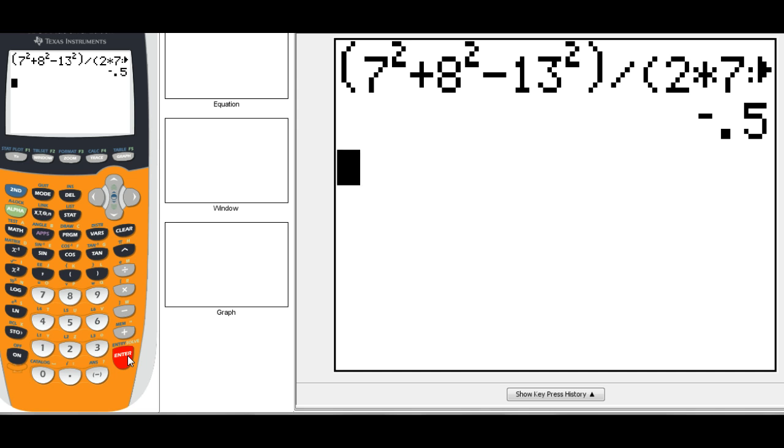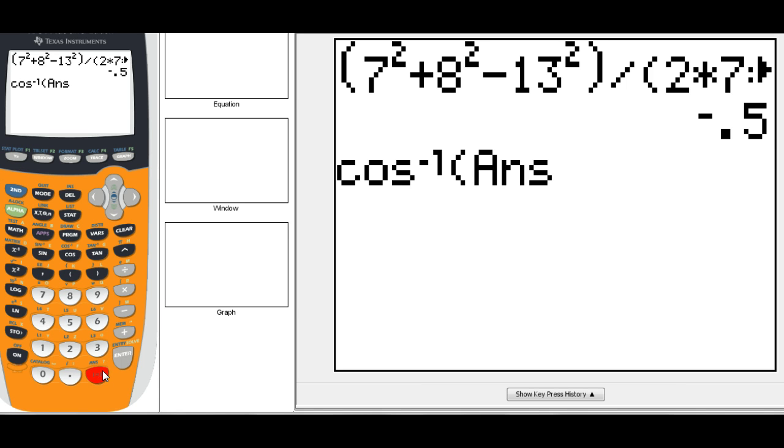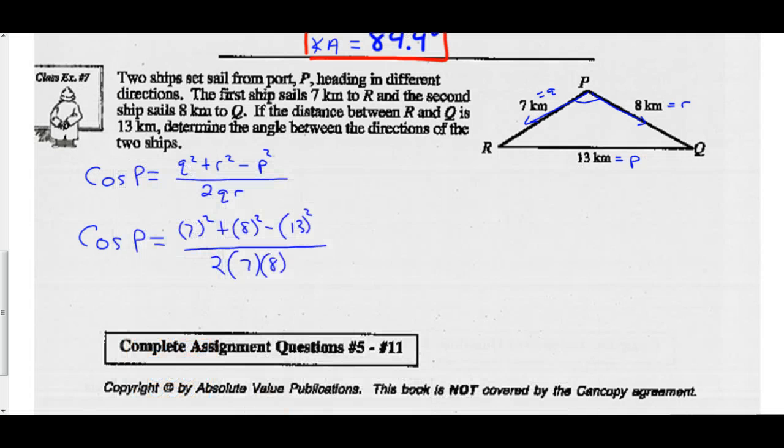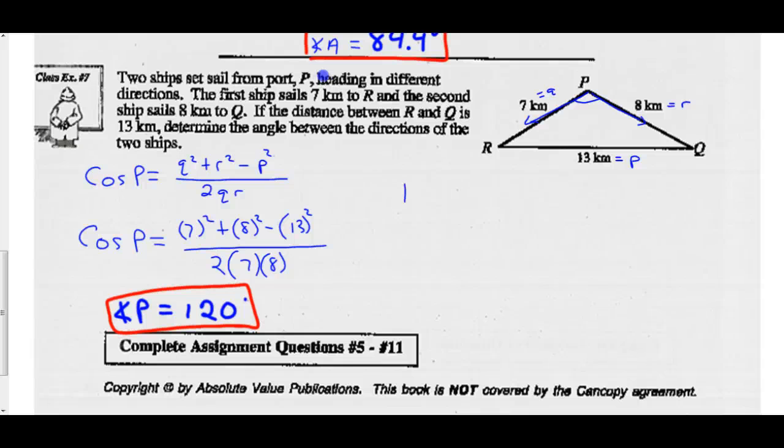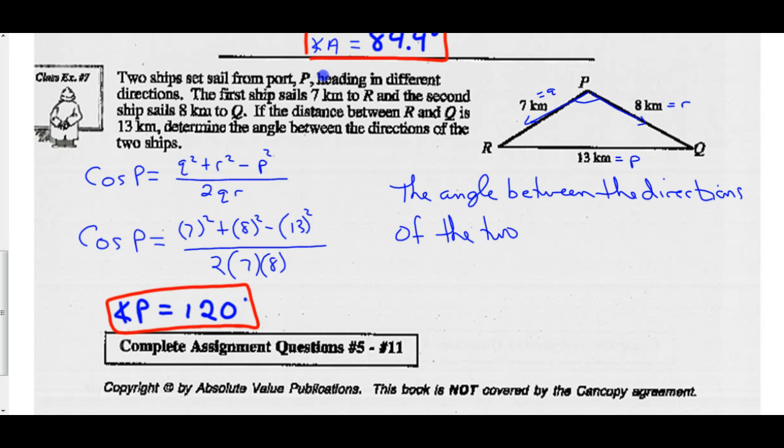And you're going to get a decimal value, negative 0.5. Again, that is not the value of angle P, that's the value of cosine of angle P, so you must go second function cosine of that answer. All right, so the second function cosine of negative 0.5 is 120. So angle P is 120 degrees. Let's answer the question. The angle between the directions of the two ships is 120 degrees.